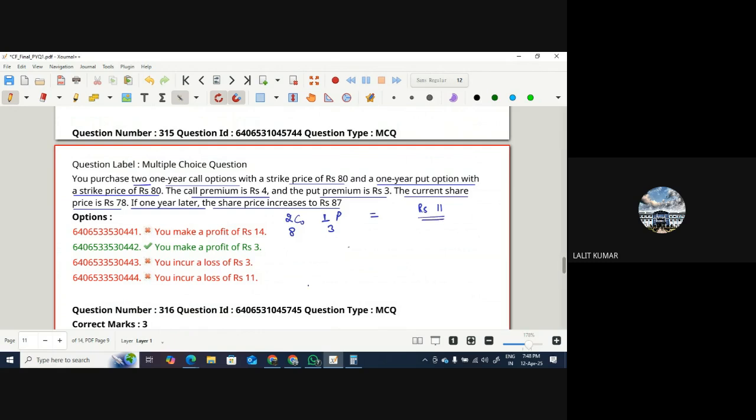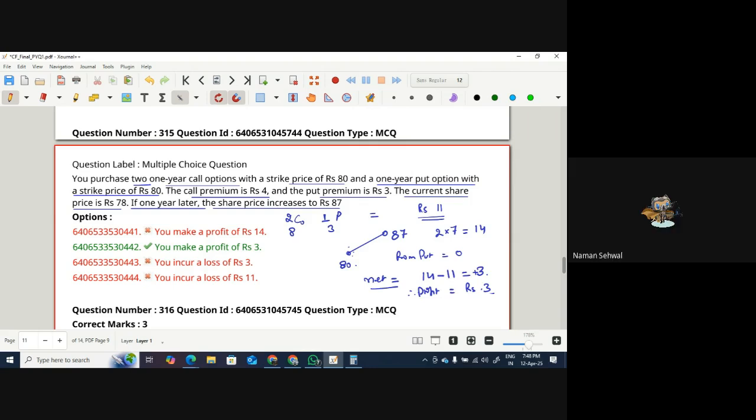The strike price is 80. Now this reaches 87. What will happen? For the two calls, you will get a profit of 2 into 7, which is 14. And for the put, you will get nothing, 0. So your net is 14 minus 11, which is 3. It is positive, therefore a profit of ₹3. Is it okay? Yes, sir.